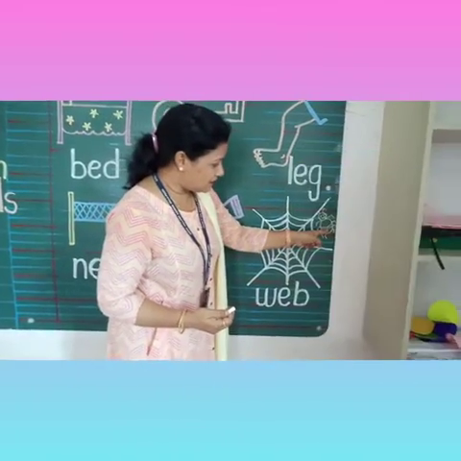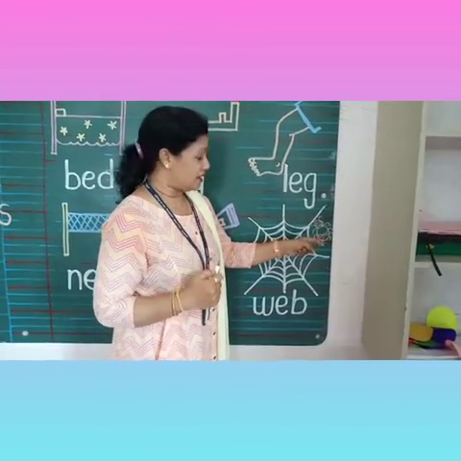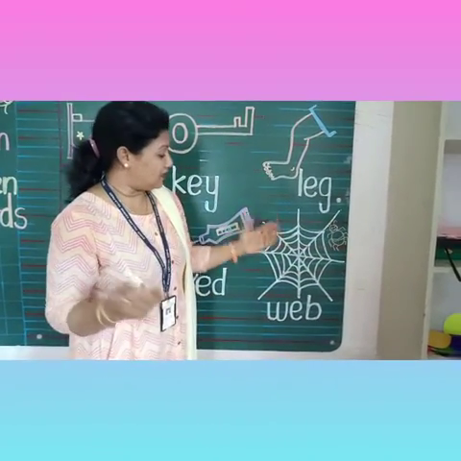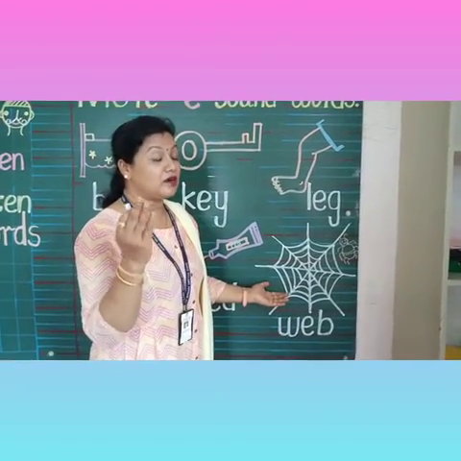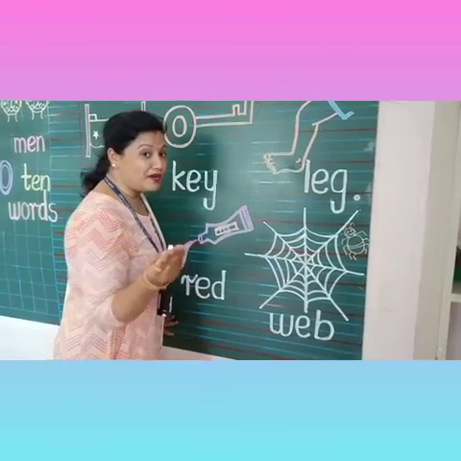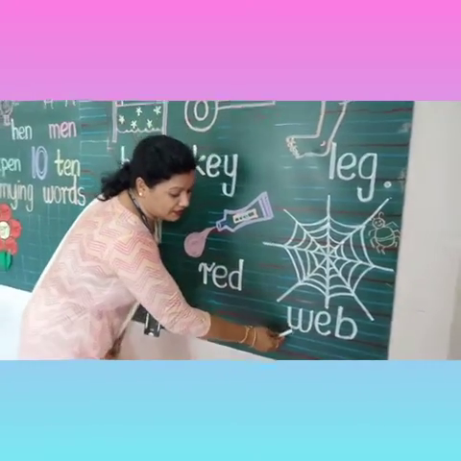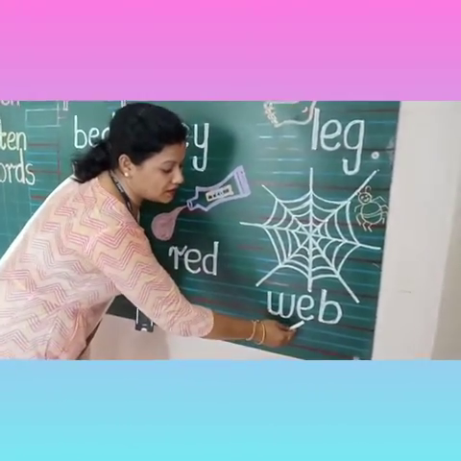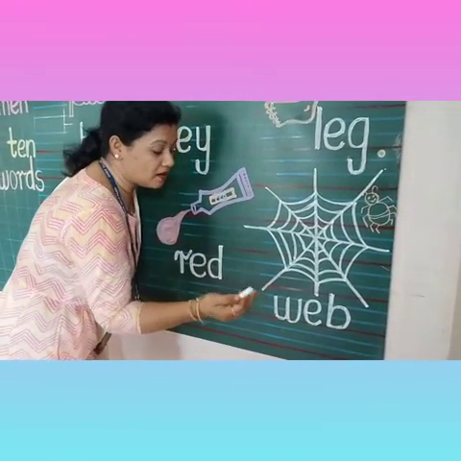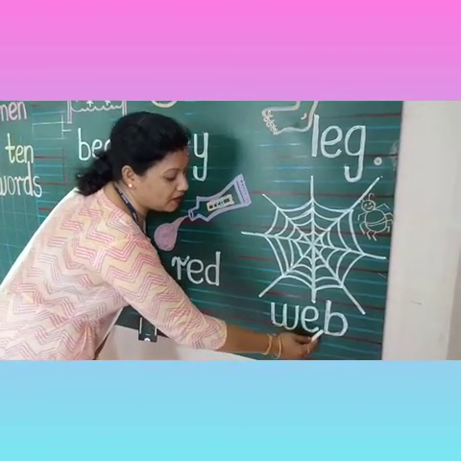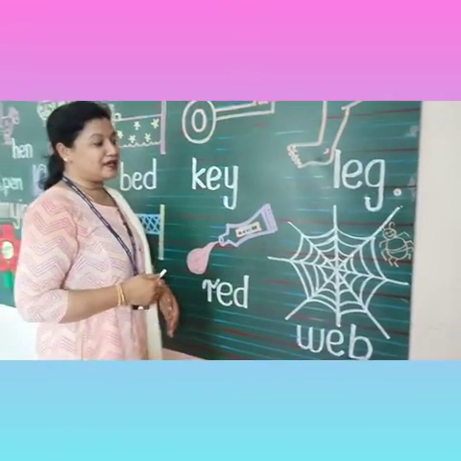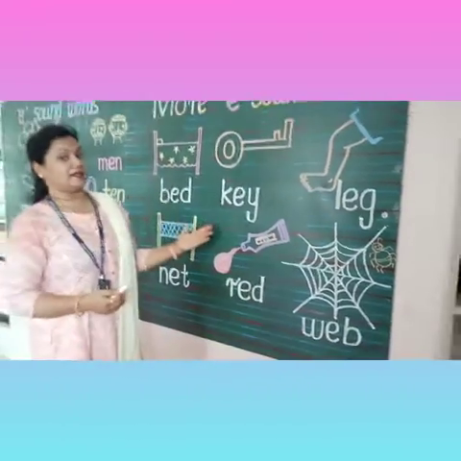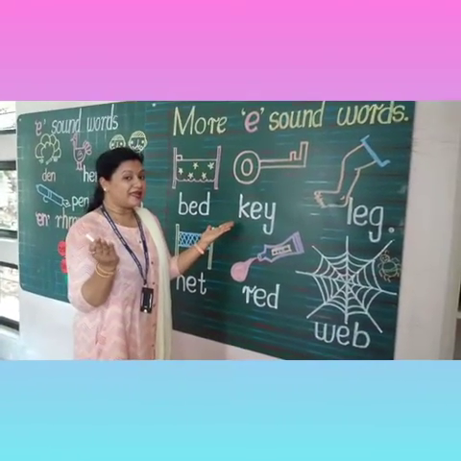Yes children, what can you see here? Yes, here see, it's a spider. And where does the spider live? Yes, a spider lives in a web. And do you know children? He makes it on its own. And now let's learn the spelling. See children, W says W, E says E, B says B. W, E, B, web. So children, memorize all the spellings and learn it properly.